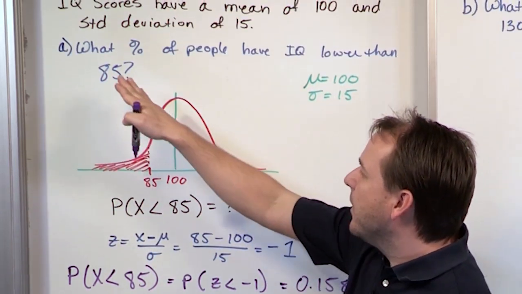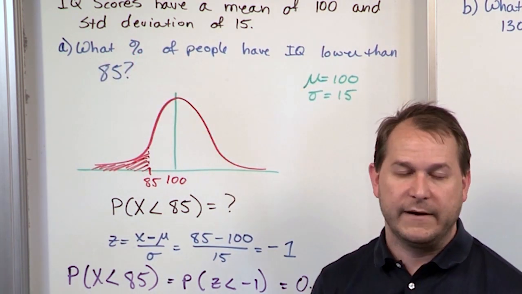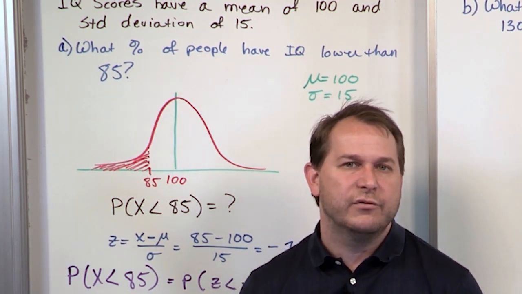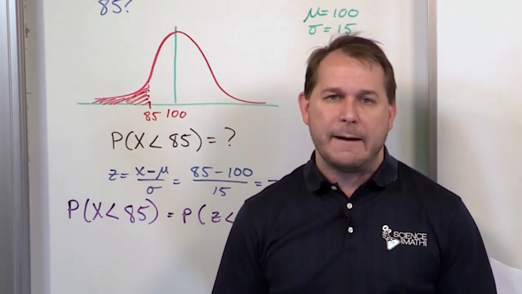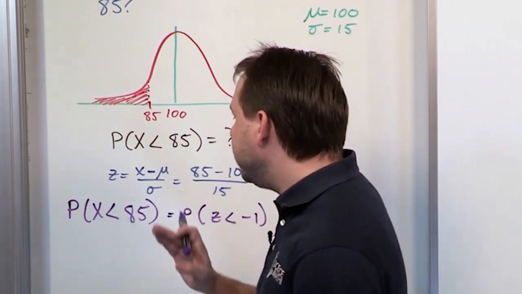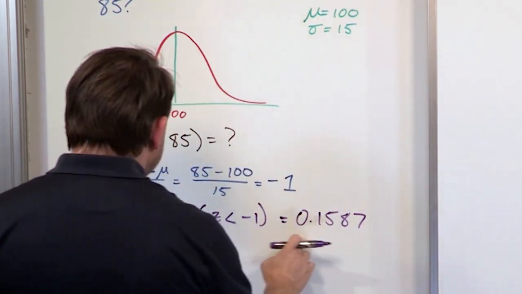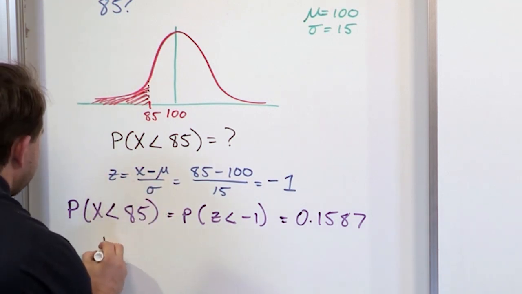But that's not what the problem said. It said, what percentage of people have an IQ lower than 85? Think about weather forecasts. Weather forecasts are just percentages too. I mean, if it's 50% chance of rain, that's a 0.5 probability of happening, basically. So all you need to do when you want to go to a percentage is multiply by 100. So when you take this and multiply by 100, you can write the answer directly.